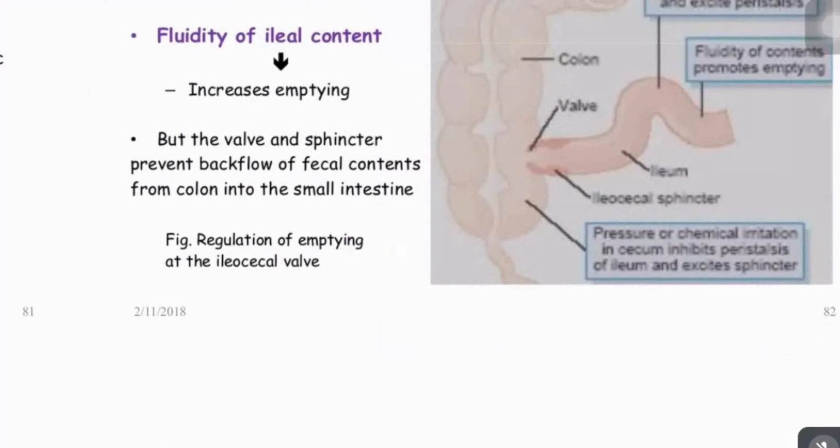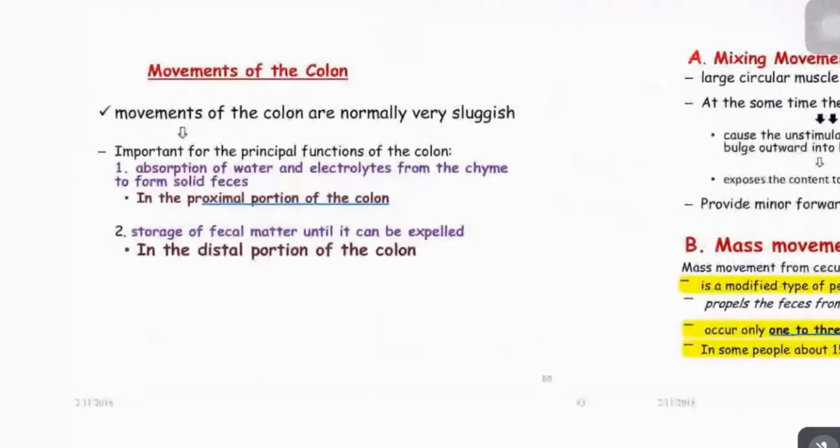Next, we have the movements of the colon. Movements of the colon are normally very sluggish. Important for the principal functions of the colon: absorption of water and electrolytes from the chyme to form your solid stool in the proximal portion of your colon, and storage of fecal matter until it will be expelled in the distal portion of the colon.